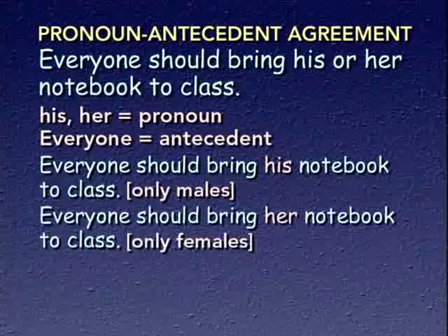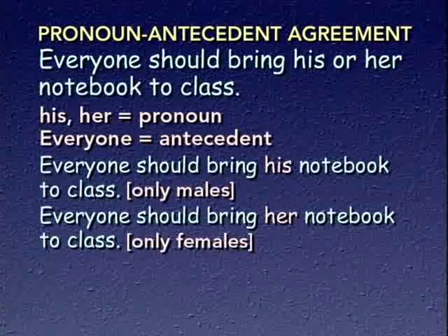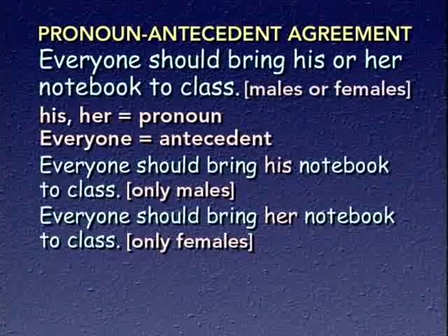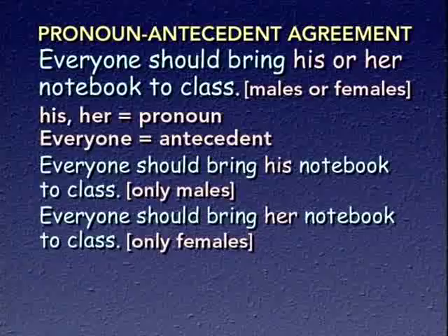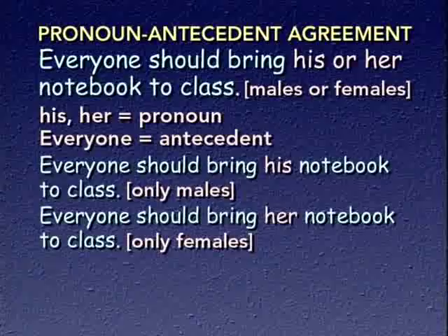However, most classes nowadays include both men and women. And so the indefinite pronoun everyone needs to be considered in this case as possibly either masculine or feminine. Under these circumstances, the correct way to set up the sentence is by using the phrase his or her. And that's what we've done in this sentence. Everyone should bring his or her notebook to class. That way, no matter whether the individual student is male or female, the correct pronoun would have been used.